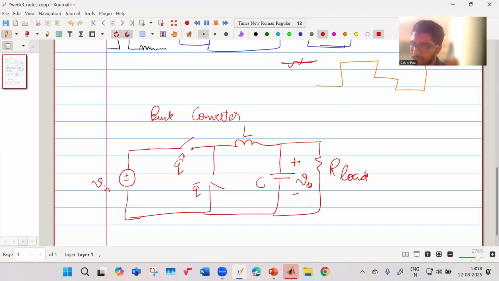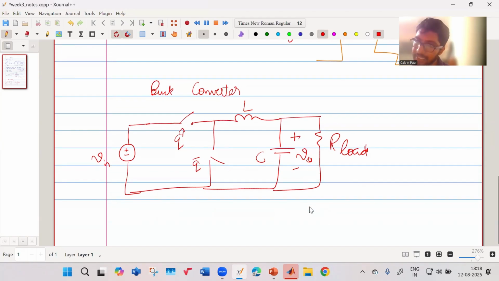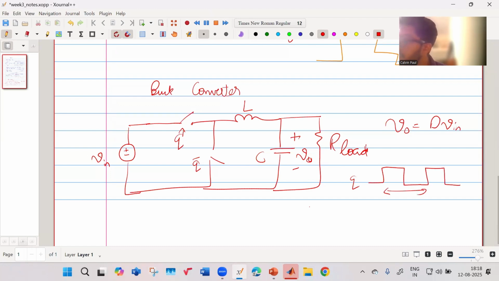Ideally, what do we know? Your V output is equal to D times V in, where D is the duty of your switch Q. Your switch Q is going like this, this is the time period T, this is the duration dT. So your V output is equal to D times V in.